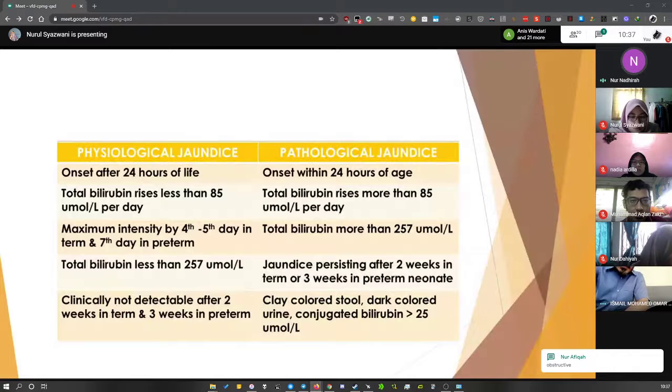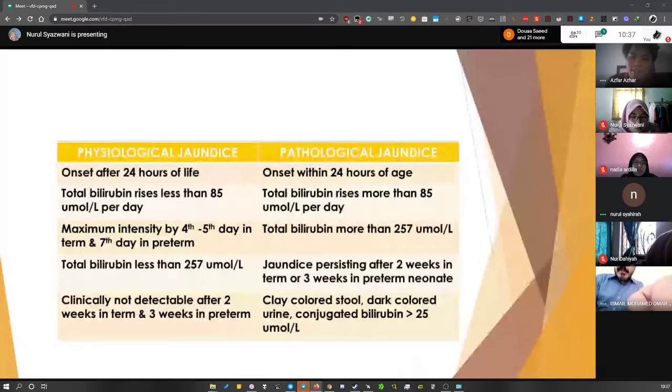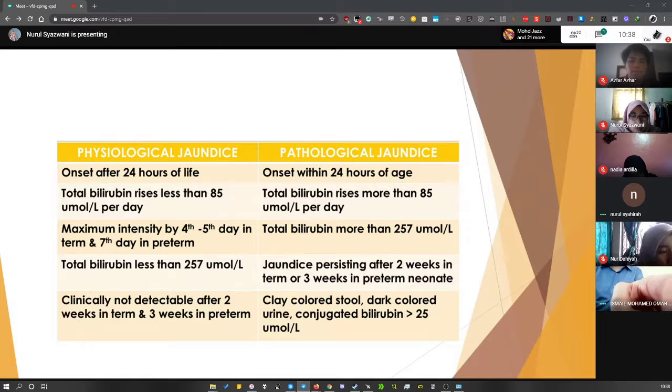Signs of obstructive jaundice. Obstructive, because there's no stercobilinogen. Yes, because stercobilinogen or stercobilin is the one responsible for the brown color of the stool. If the stercobilin is not there, the stool will be white. Okay, thanks. Continue.